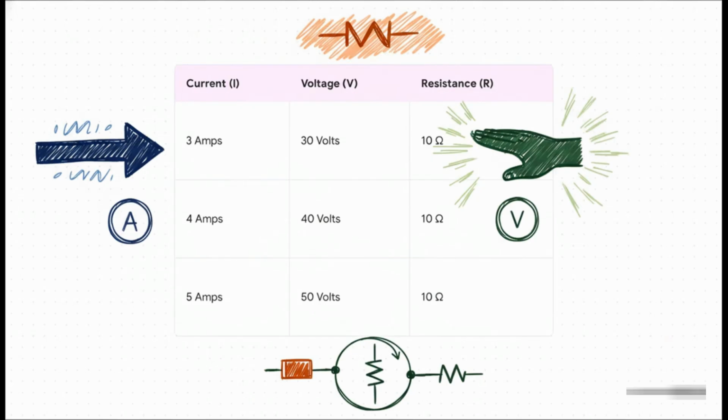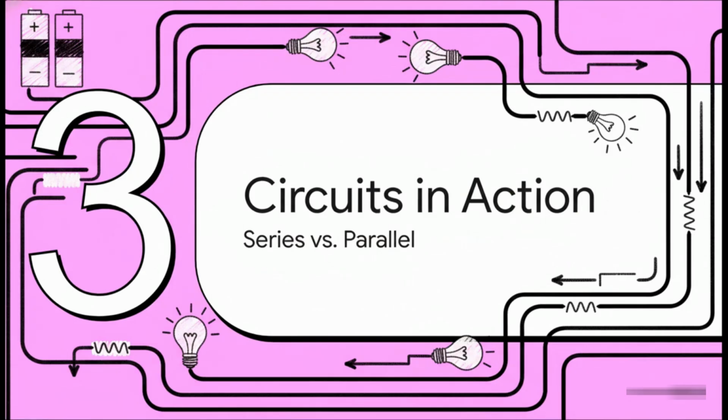Let's look at it in action. Okay, don't let the table scare you. It's really straightforward. Imagine you have something with a constant resistance of, say, 10 ohms. See what happens? If you increase the voltage, the push, from 30 volts to 40 volts, the current, the flow, has to go up too, from 3 amps to 4 amps. The resistance, that V divided by I, stays locked at 10. More push means more flow. It's a perfect relationship.